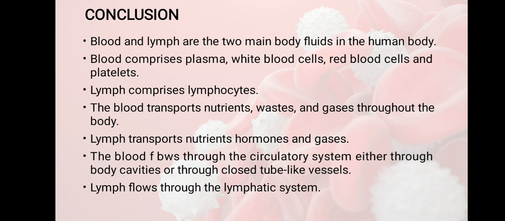Conclusion. Blood and lymph are the two main body fluids in the human body. Blood comprises plasma, WBCs, RBCs and platelets. Lymph comprises lymphocytes. The blood transports nutrients, waste and gases throughout the body. Lymph transports nutrients, hormones and gases. The blood flows through the circulatory system, through closed tube vessels. Lymph flows through the lymphatic system.